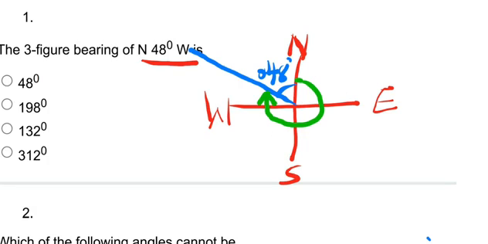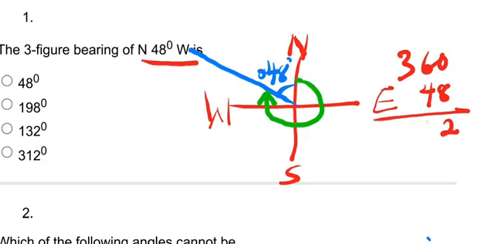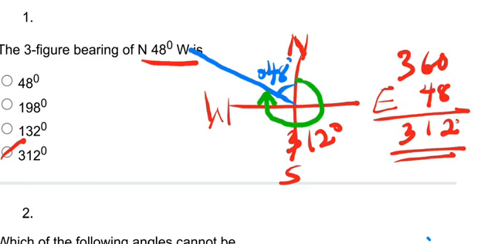Since the sum of all the angles at this point here is 360, let's just subtract 48 from it. That's going to be 360 degrees minus 48 degrees. So this gives 312 degrees. So the three digit bearing of this is 312 degrees. So that is the answer to question number 1. So move to question number 2.